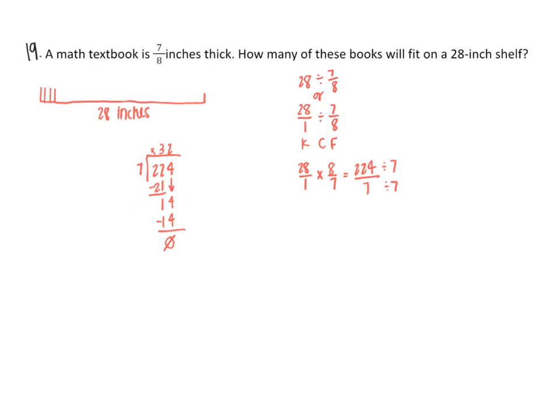So 224 is divisible by 7, and it gives me 32. 7 is divisible by 7, and that gives me 1. Just like with 28 in our original expression, 32 over 1 is the same thing as 32, and this would be our final answer.